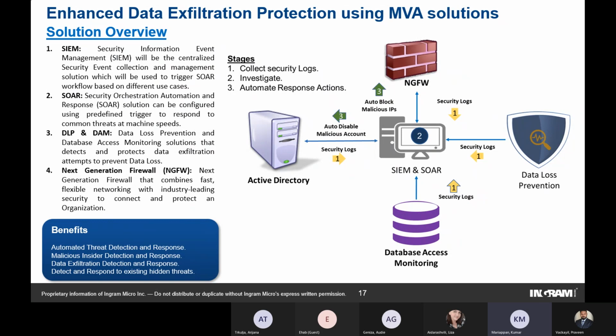Here, if you look at it, we have a SIEM component, a SOAR component, database activity monitoring, a data loss prevention solution, a next generation firewall, and Active Directory. If you look at the arrows marked with one, they are going to send all the logs to a common place so that analysis can be done against those logs. Number two is the SIEM and SOAR stage, wherein an investigation will happen, and whenever a problem is detected, there will be an immediate response. An auto block command will be sent to block any malicious IPs from which this traffic is initiated, using the next generation firewall.